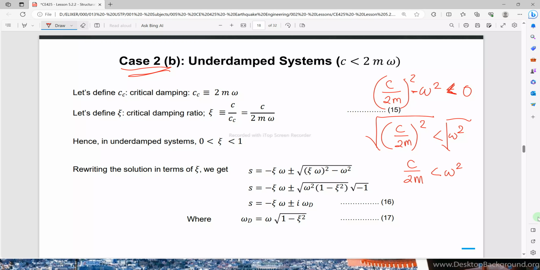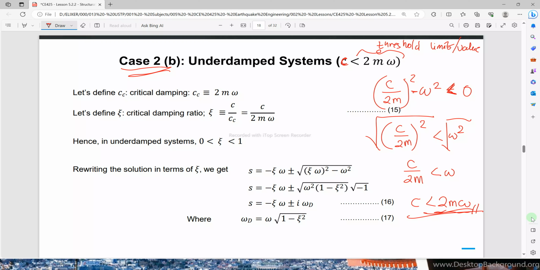You'll have c over 2m is less than omega, or c is less than 2 times mass times the omega. So this is our case 2b. Our c, our damping coefficient, is less than 2m omega. So what is our 2m omega? We call this our threshold value or limit. This is our boundary for our damping.